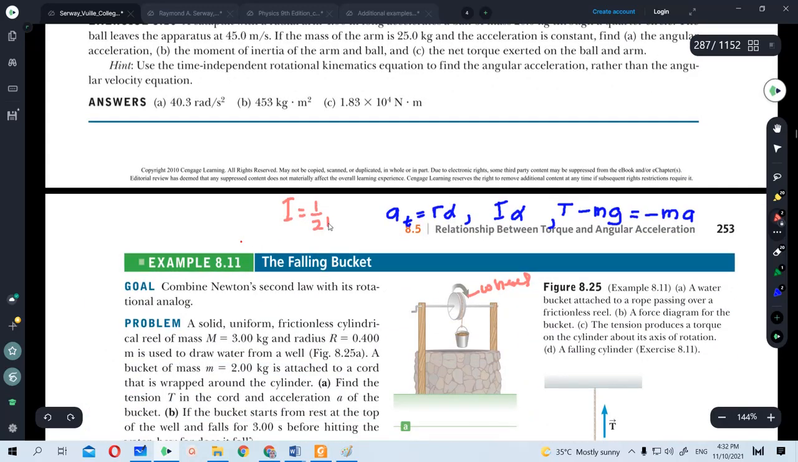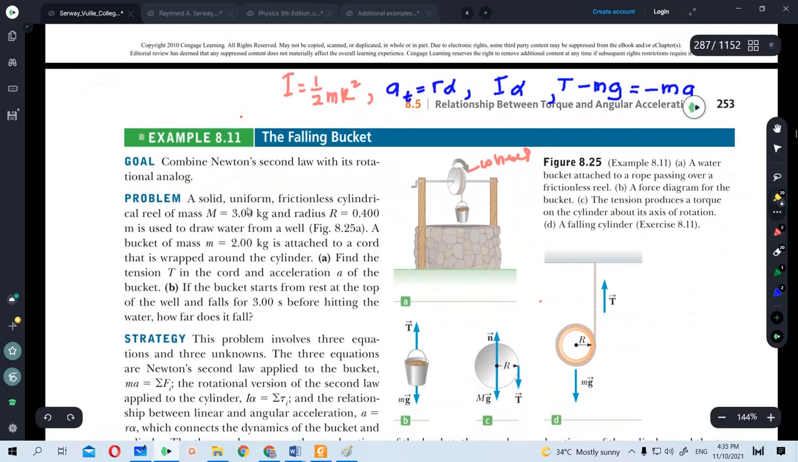The rest are quite similar. So let's now look at this example. Let's look at the question and identify keywords here. This is a solid, uniform, frictionless, cylindrical reel where mass is given as 3 kilogram and radius 0.4 meter. It's used to draw water from a well where the bucket is 2 kilogram, attached to a cord that is wrapped around the cylinder. Find the tension.